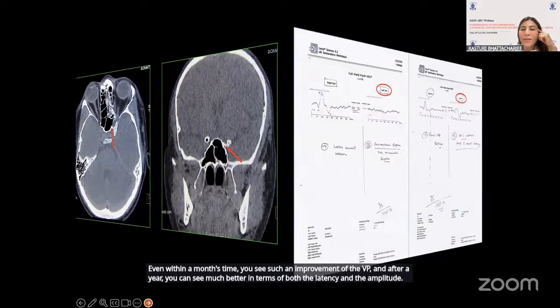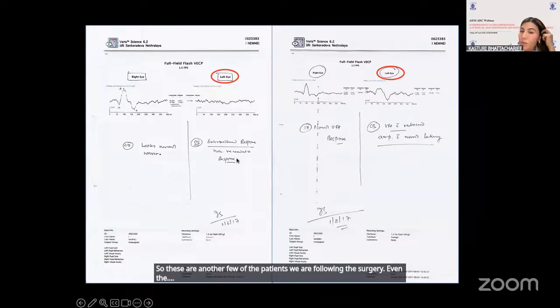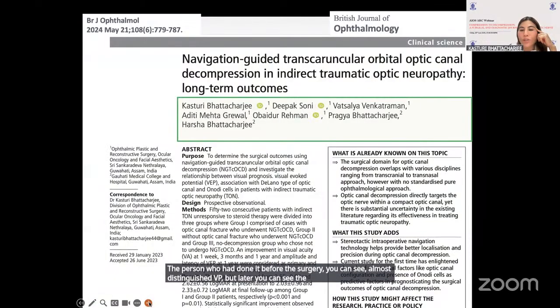So these are another few of the patients we are following after the surgery. Even the person who had done it before the surgery, you can see almost extinguished VP, but later you can see the VP has been much reduced following the surgery. So we have done more number of cases.